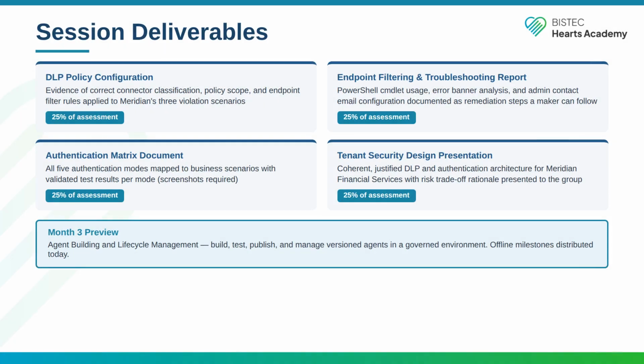4 deliverables, equal weight, each testing a different dimension of what you covered today. The DLP policy configuration deliverable requires evidence of correct connector classification, appropriate policy scope selection for each of Meridian's 3 violations, and endpoint filter rules applied where appropriate. This is not a narrative description. It requires screenshots from the Power Platform Admin Center showing connector classifications and scope settings, along with the error banner screenshot from the workshop exercise.